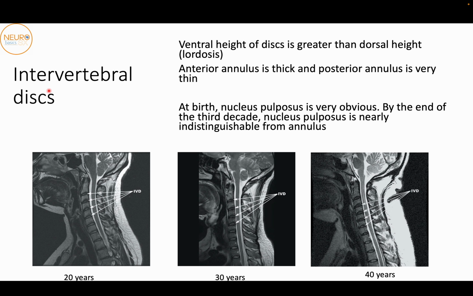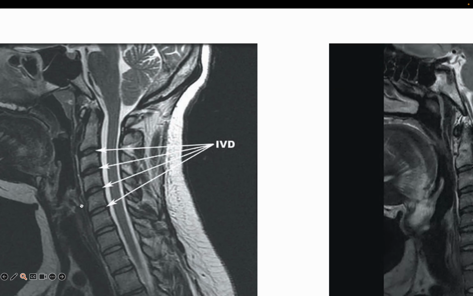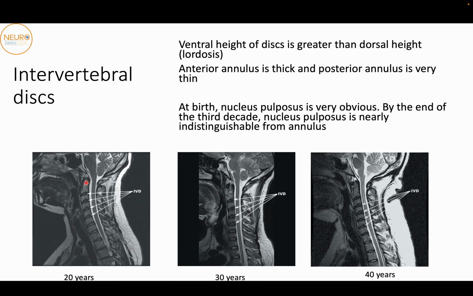Now, the intervertebral disc at the subaxial spine. Remember we have not discussed these at C1, C2 because there are no intervertebral discs at C1, C2. But in the subaxial spine, they're obviously present. The thing with these discs is that the ventral height, the height anteriorly, is more than the height posteriorly, and that is how lordosis of the cervical spine is maintained. Usually the anterior annulus is going to be a lot thicker than the posterior annulus. As you can see, this hypointensity is a lot more than here posteriorly, and that is why the anterior annulus is a lot thicker and the posterior annulus is a lot thinner.